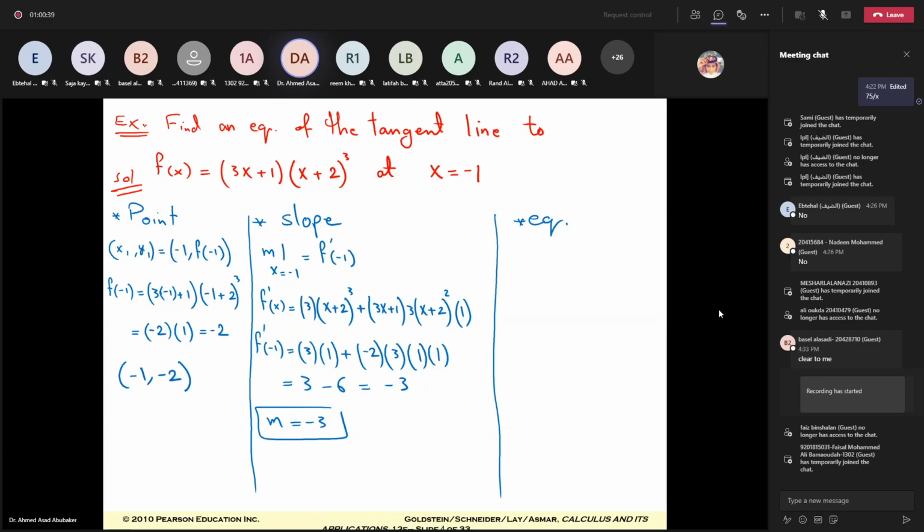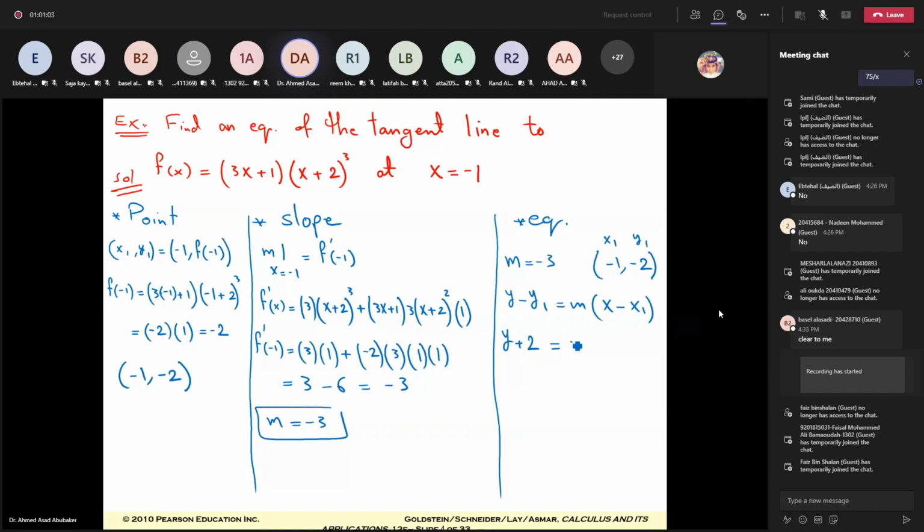Now, to write the equation, we have the slope m equals negative 3 and the point negative 1 and negative 2. The equation is y minus y1, this is y1 and this is x1, equals m times x minus x1. So y minus y1 means plus 2, m is negative 3, x plus 1. So we have y equals negative 3x minus 3 minus 2. So y equals negative 3x minus 5.